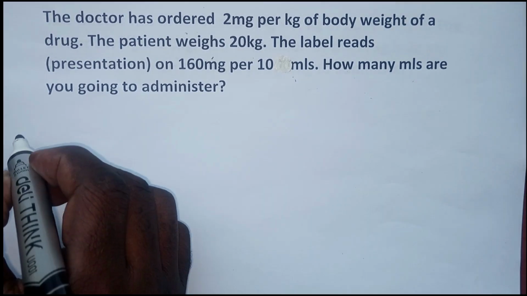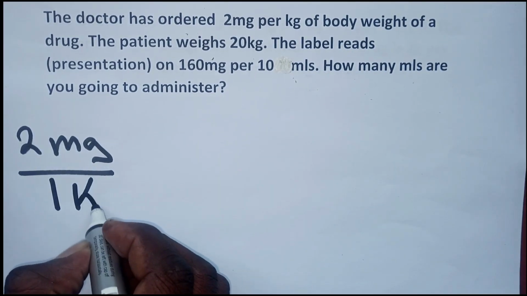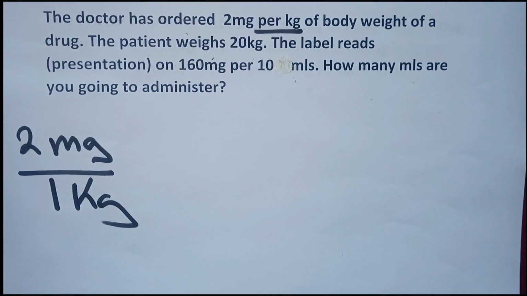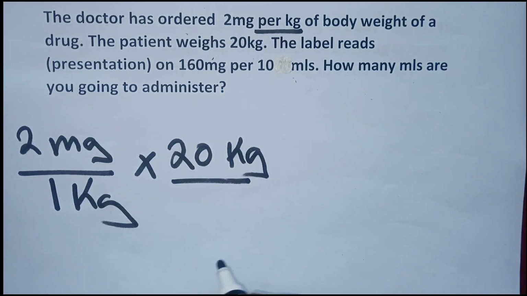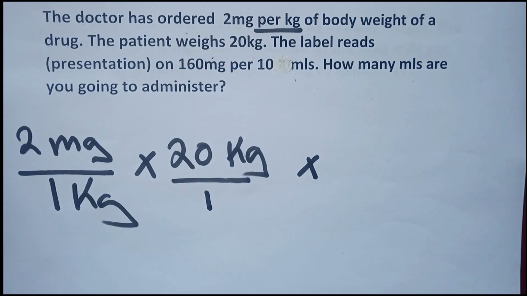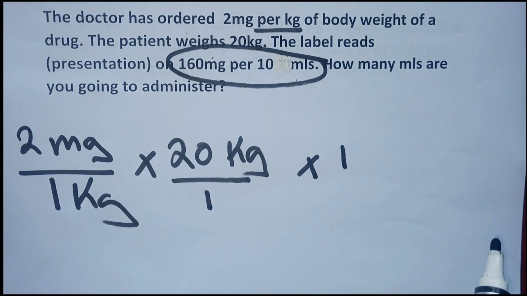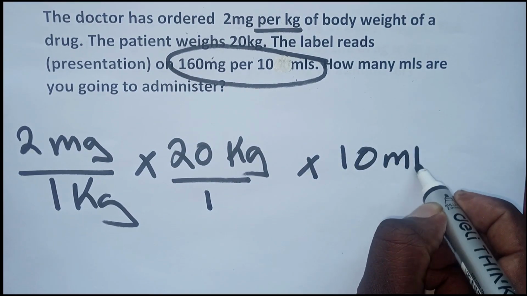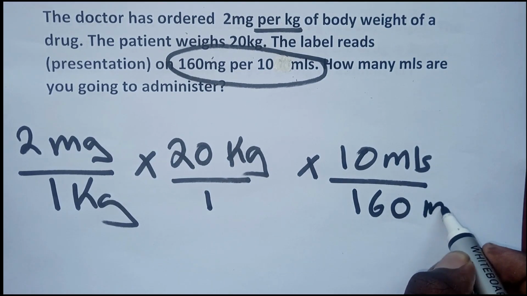So we are going to say the doctor's order is 2 milligrams over 1 kg, which is per kg. Then we are going to multiply by the patient's weight, which is 20 kg, and this 20 kg is as good as being written over 1. Then we are going to multiply by the presentation of the drug, so work out with the arrangement of units. This time we are going to say for every 10 mils there is 160 milligrams of the drug.